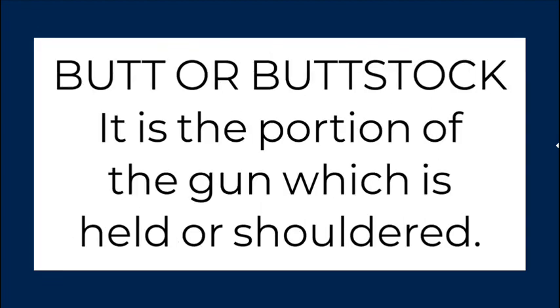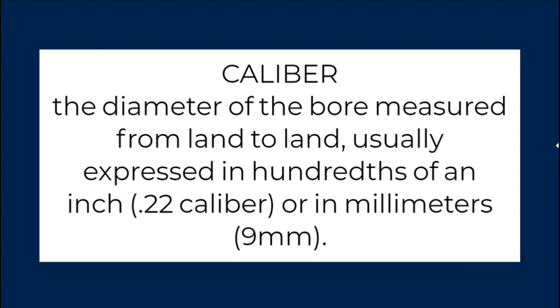7. Butt or buttstock. It is the portion of the gun which is held or shouldered. 8. Caliber. The diameter of the bore measured from land to land, usually expressed in hundredths of an inch, .22 caliber, or in millimeters, 9 millimeters.